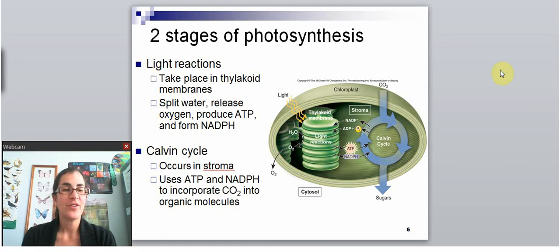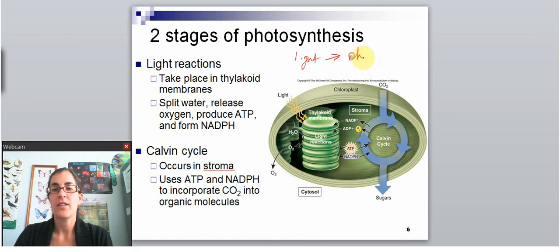There are only 2 stages of photosynthesis, which I know is a relief after the 4 stages of cellular respiration. There are the light reactions and the Calvin cycle. The light reactions occur in the thylakoid, so that's why that location is so important. This is where light will actually be absorbed, hence the name light reactions. This is where oxygen will be produced as well. And the light reactions also produce ATP and NADPH. So basically, the light reactions are taking light energy and converting it into chemical energy in the form of ATP and NADPH.